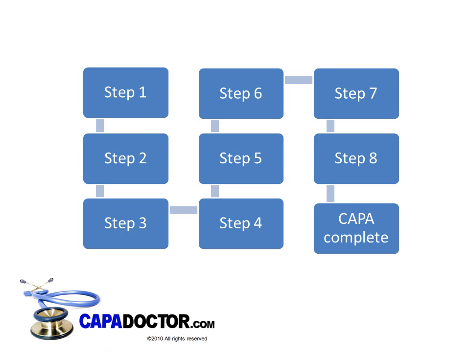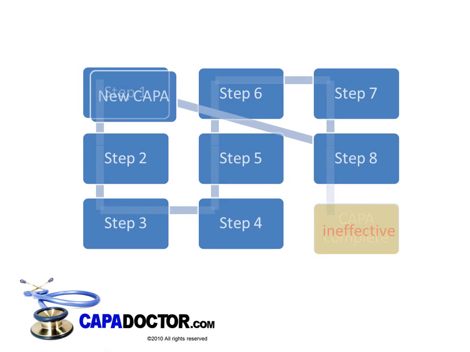If the CAPA is determined to be effective, the appropriate management review and approval is obtained, and the CAPA is closed as complete. If the CAPA is determined to be ineffective, the appropriate management review and approval is obtained, and the CAPA is closed as ineffective. A new CAPA should be opened immediately to address the continuing problem and the process repeated.